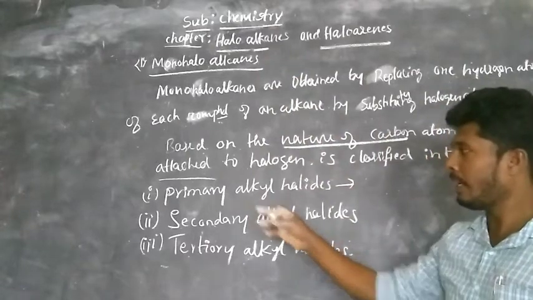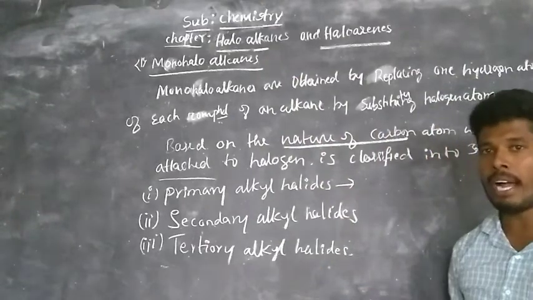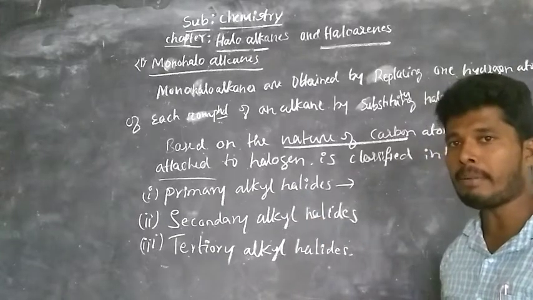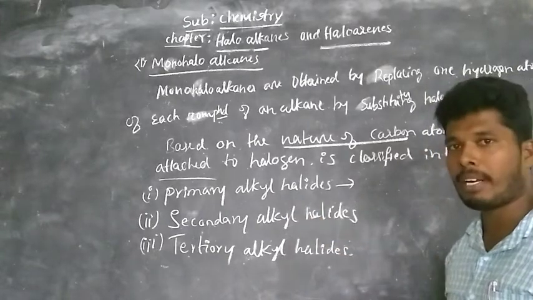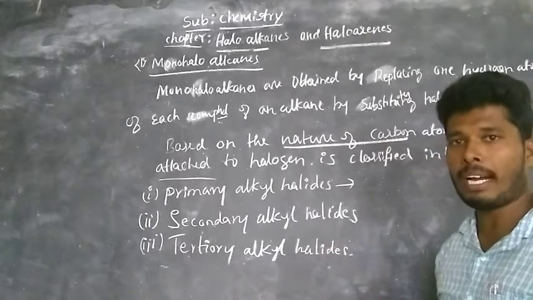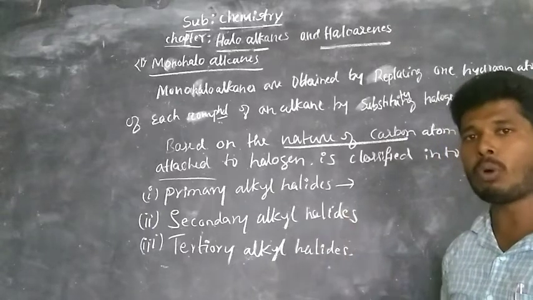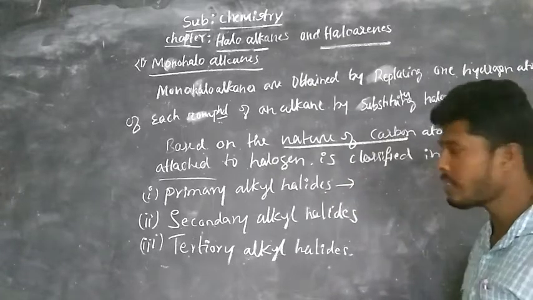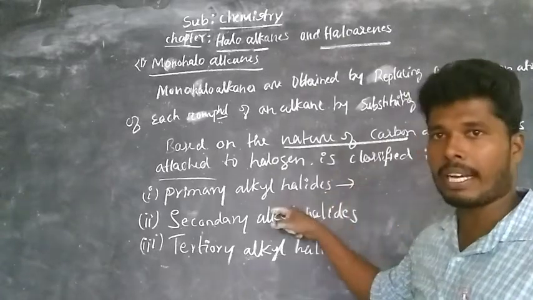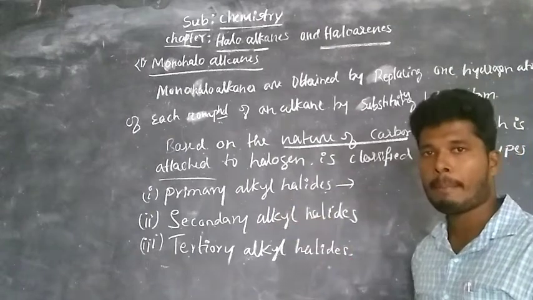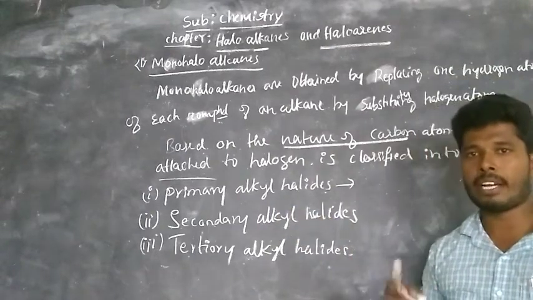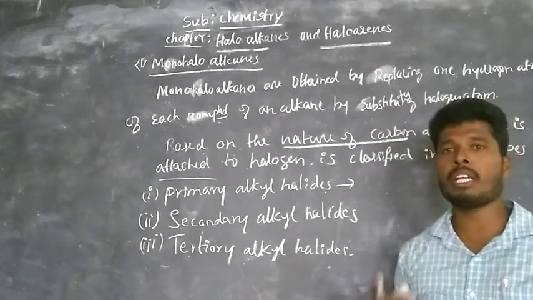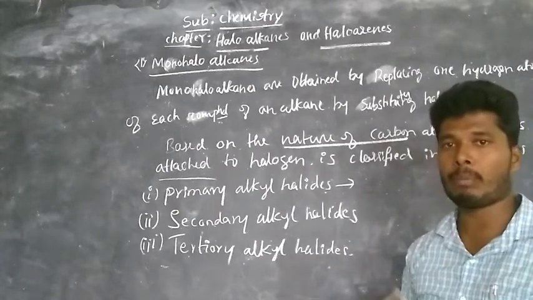In primary alkyl halides, the halogen atom is attached to a primary carbon atom. Since the carbon is primary, it contains two hydrogen atoms. Primary alkyl halide is defined as one in which the halogen atom is attached to a primary carbon atom, which contains two hydrogen atoms and is linked to one more carbon atom.